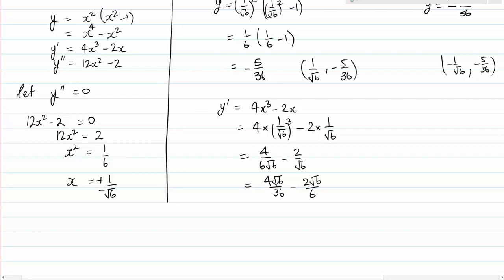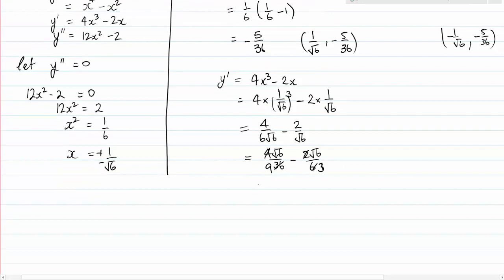I make 4 over 36 into 1 over 9, and 2 over 6 into 1 over 3. I'll make that 3 root 6 over 9, and it will give me root 6 minus 3 root 6, all over 9, which of course is equal to negative 2 root 6 over 9.